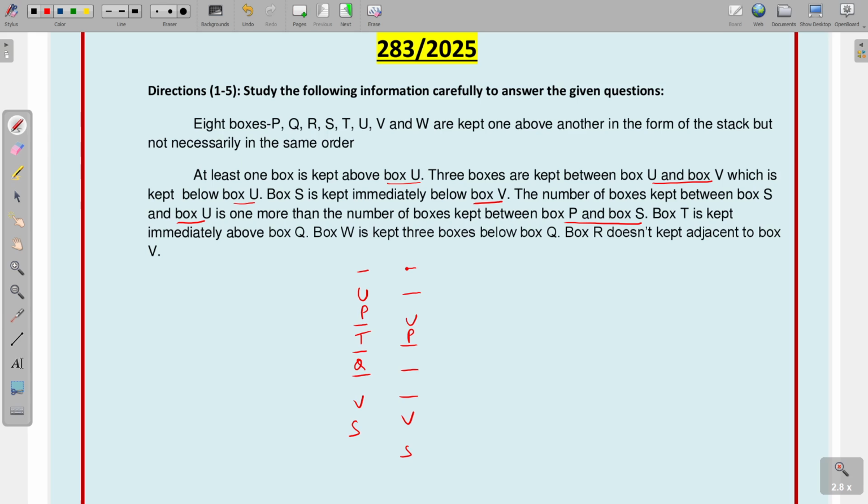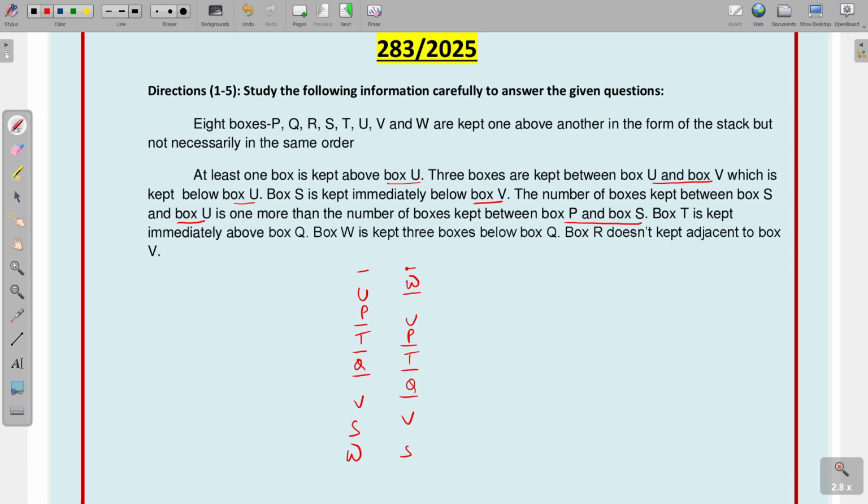It is the only one possibility, and here we have 2 possibilities. Box W is kept 3 boxes below Q. So, 1, 2, 3, here W is placed. And next, suppose we place Q here, so T here, Q comes here, and between T and W there are 3 boxes.